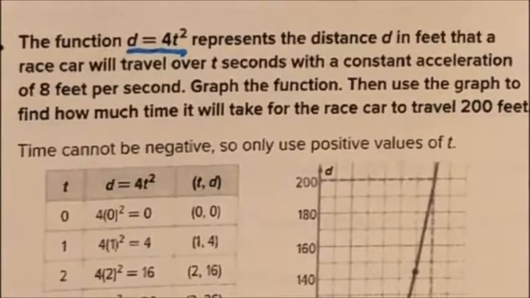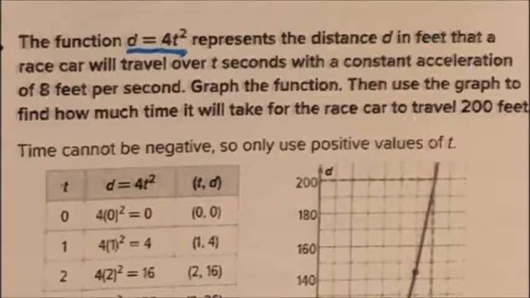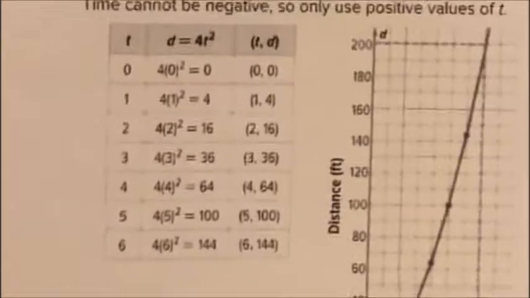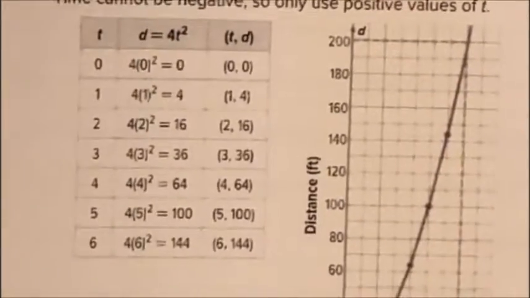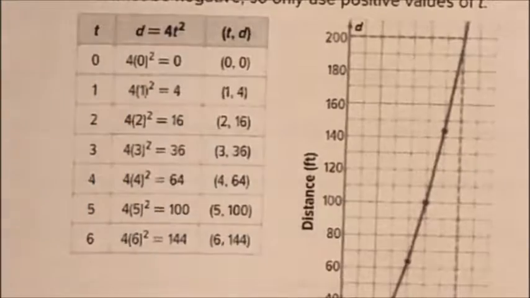Time cannot be negative, so it doesn't make sense for us to graph the negative half of the parabola. So use only positive values of t. They picked 6 values plus 0, so 7 total values, to graph this.